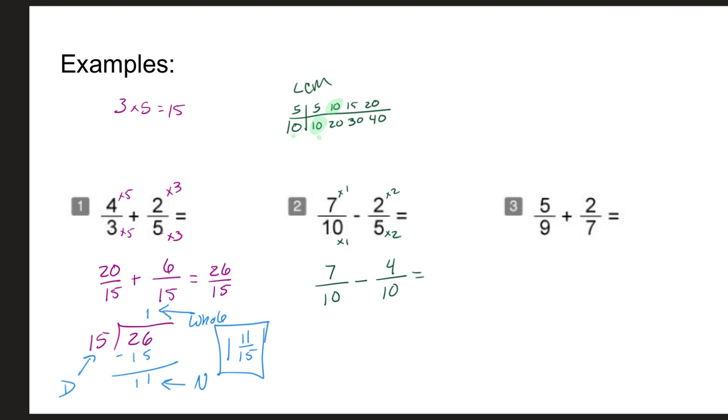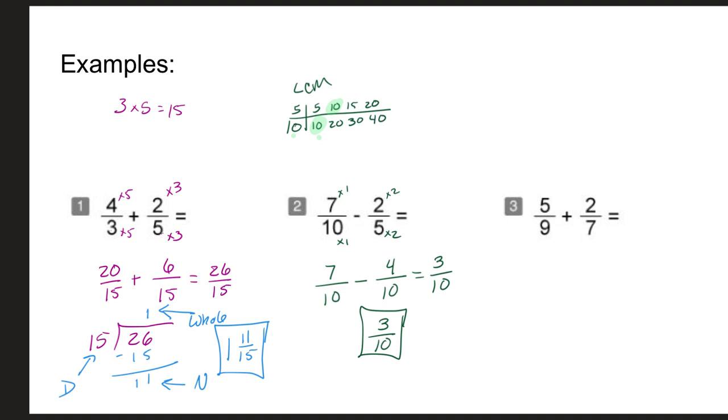Okay, now it's subtraction. I'm just doing the math across in the numerator. Remember, my denominator is still going to be 10. So 7 take away 4. I end up with 3. So my answer is just 3/10 because that is a proper fraction. I don't need to go ahead and pull any whole out of that.